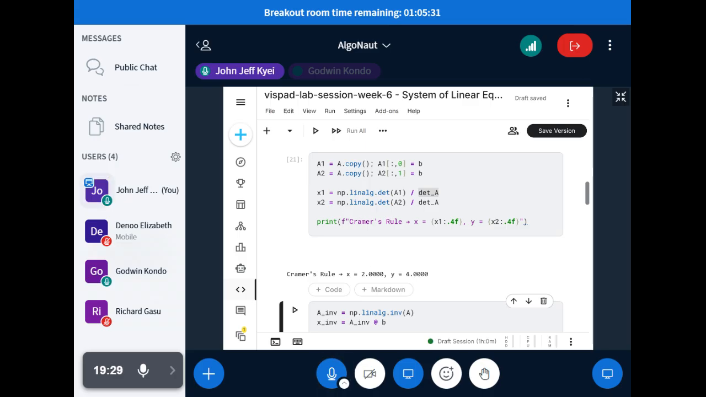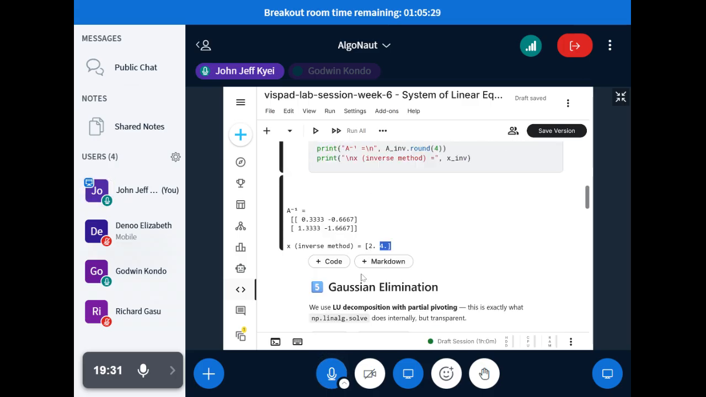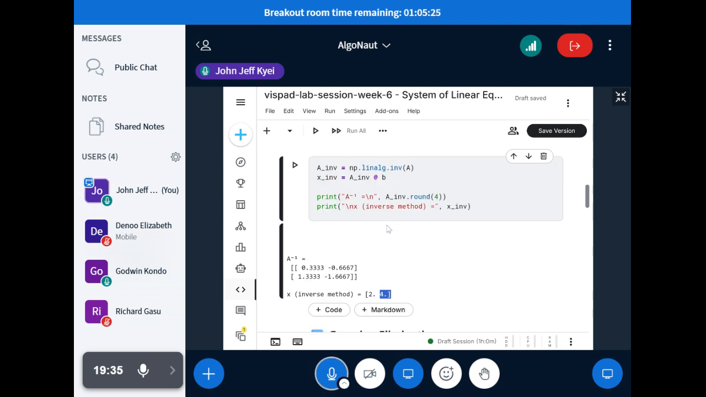We still see we got the same values, 2 and 4, and the same thing over here. This is a bit straightforward. All you have to do is find the inverse of the matrix you want, working with NumPy. It's simple. You just pass it into the inverse function, and then you compute it with matrix multiplication, and then you are good to go.